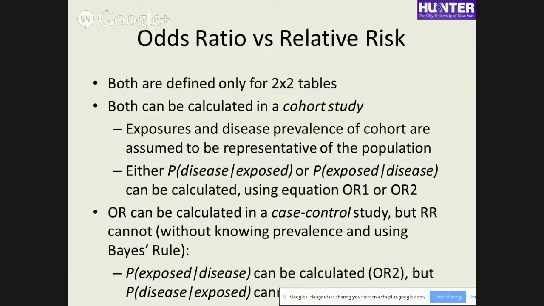This is right. Both can be calculated in a cohort study. Whereas in a case control, odds ratios can be calculated. In a case control study, you can still calculate the odds ratio, but you can't calculate the risk ratio because it depends on the prevalence of the disease. So if you know the prevalence of the disease in the population, you could use Bayes' rule and still get a risk ratio. But it does depend on that prevalence.